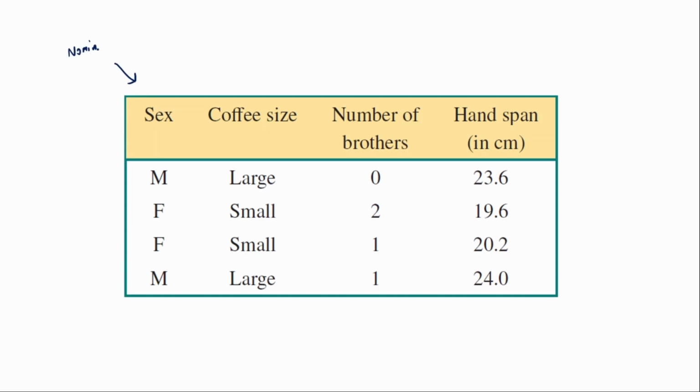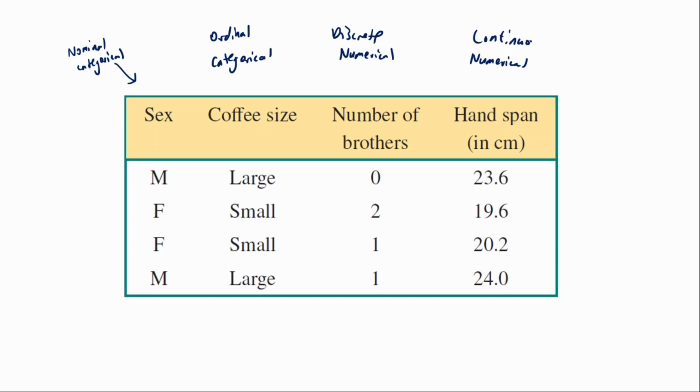So you need both those words in your answer. Second one, coffee size. These are also groups or categories, so that one is categorical. In this case there is an order, so that will be ordinal. Number of brothers, this one will be discrete, numerical. You can't have a decimal number of brothers, and you'll be counting them as well. And hand span will be our last one, which is numerical, continuous. So give yourself a tick for each one you got correct there.